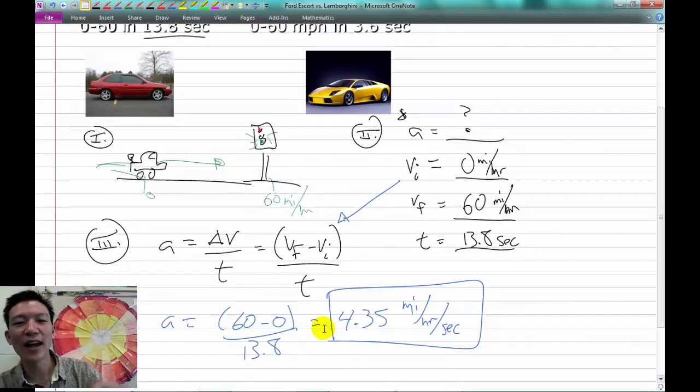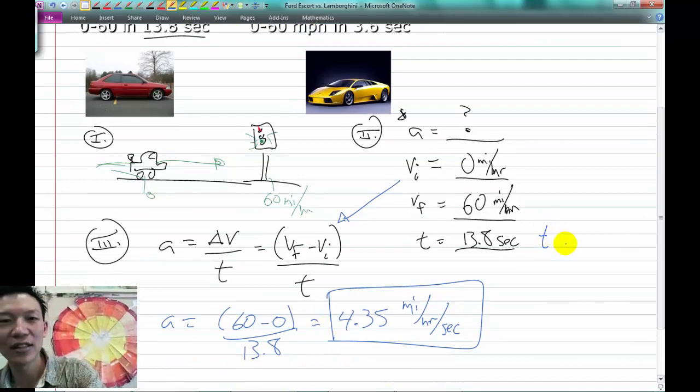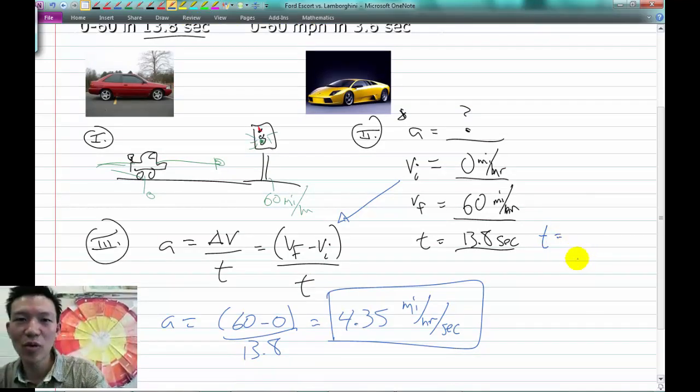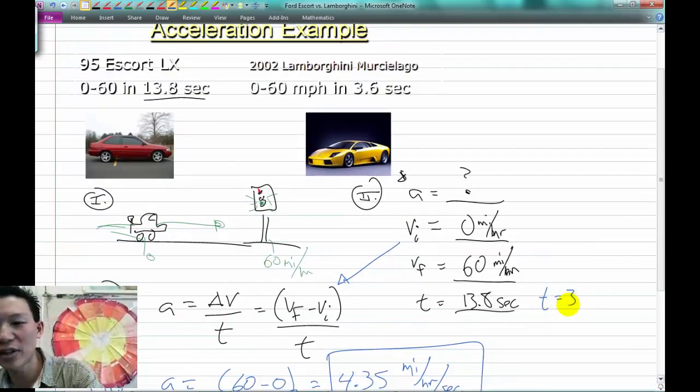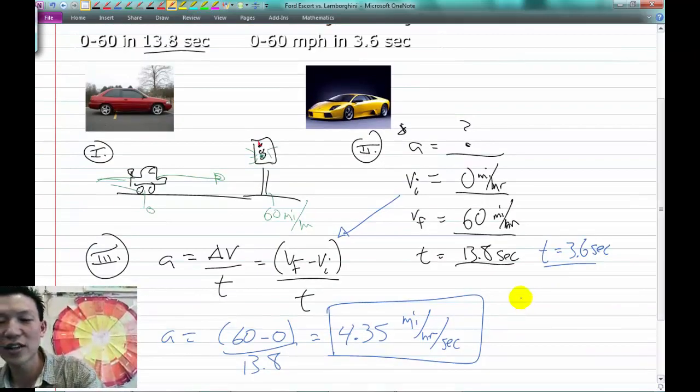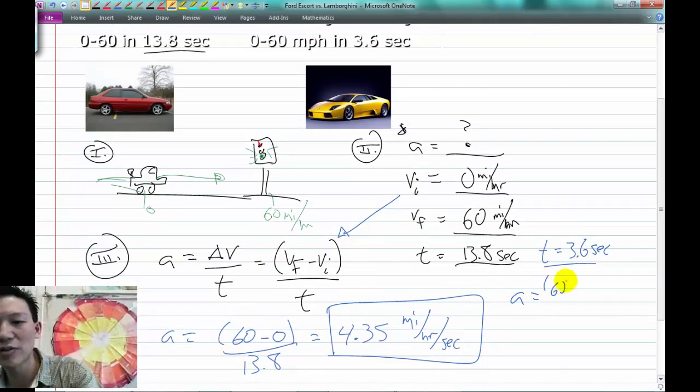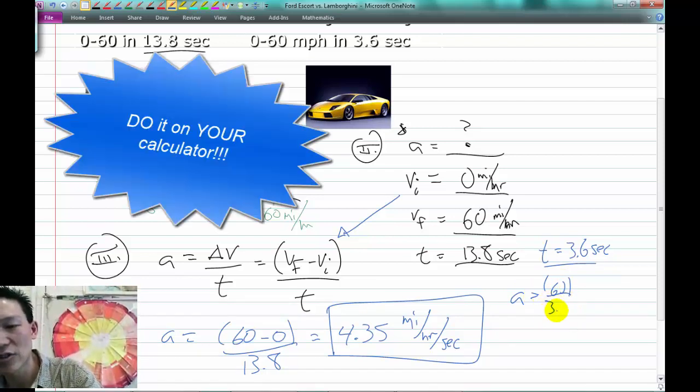Looks like we're given, everything's the same, but the time now is 3.6 seconds. So the time for the Lamborghini is 3.6 seconds. So when we plug and chug, the acceleration for the Lamborghini is the same. It's just going to be 60 minus 0, but it's going to be over 3.6 seconds. So let's go ahead and punch that in our calculators. Tell me what you get. If we do 60 over 3.6.